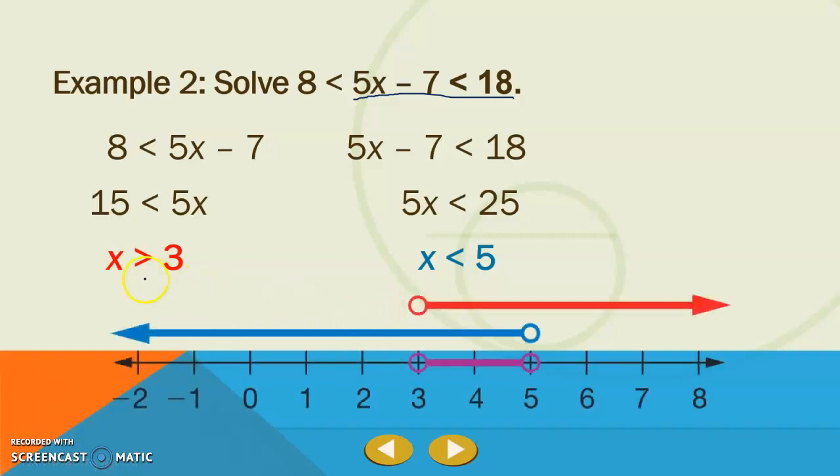We're going to graph the red at the top, x is greater than 3. The blue in the middle, x is less than 5. And their intersection, or where they overlap, is between 3 and 5. We write that as x is greater than 3, but less than 5. We put that x in the middle and show that x is greater than 3, or 3 is less than x, and x is less than 5.